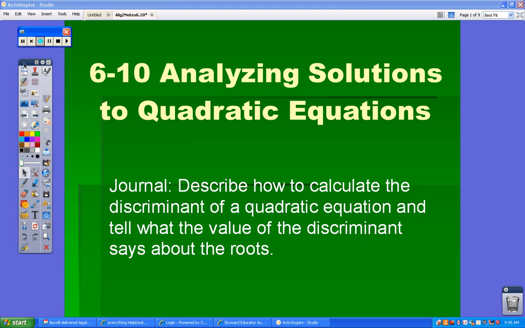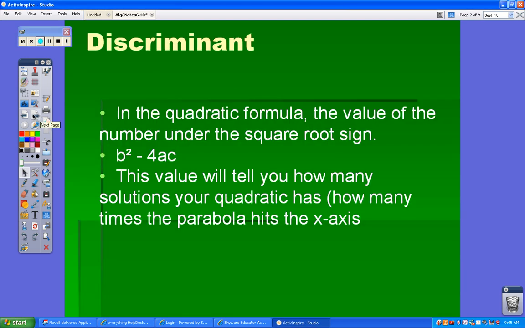Okay, these are your notes for section 6.10, and we're going to analyze solutions to quadratic equations today. You're going to find this section is pretty nice, because we are able to figure out how many solutions there are going to be just by looking at a part of the equation and not doing the whole quadratic formula. Okay, discriminant. This is the word that you're going to need to know today.